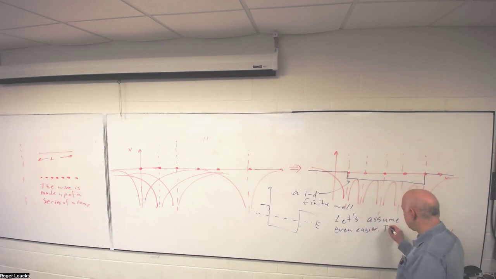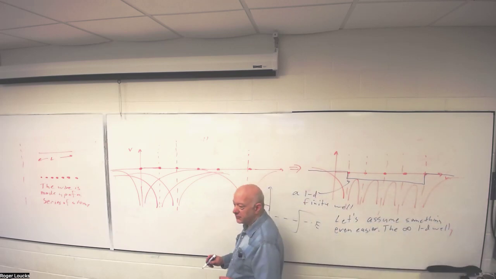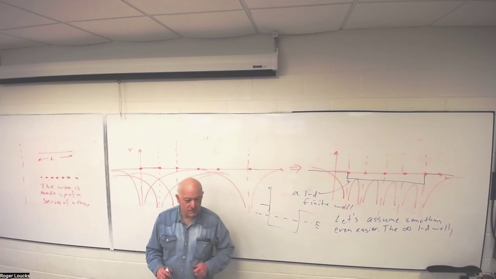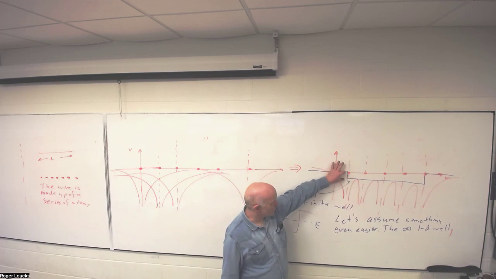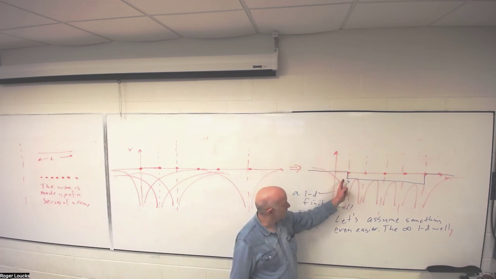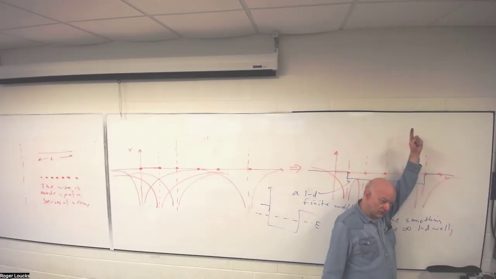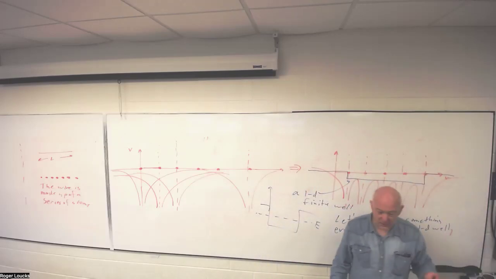We're going to use the infinite 1D well. What do you think the infinite 1D well is going to be? Well, the potential V here is going to be infinite. So we're going to take this, send it off to infinity, take this, send it off to infinity. So what we're going to have is this.